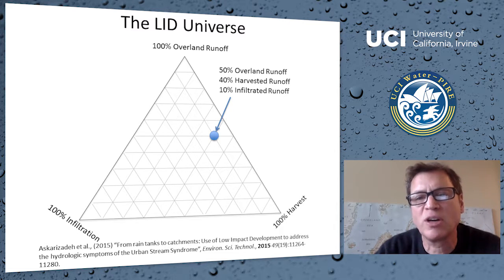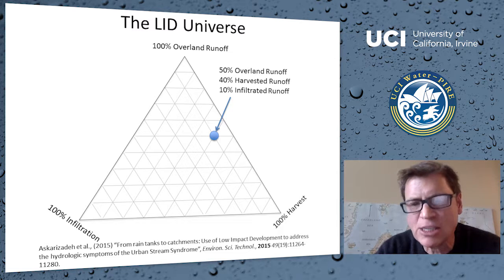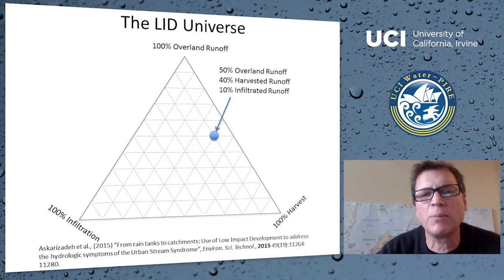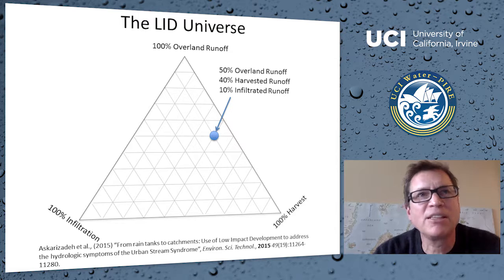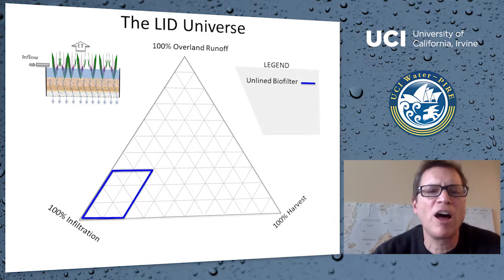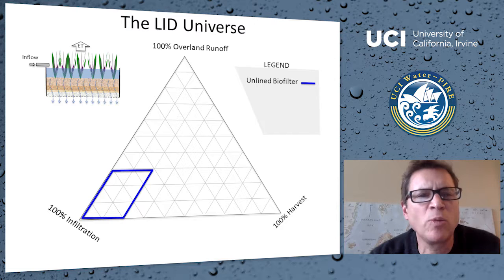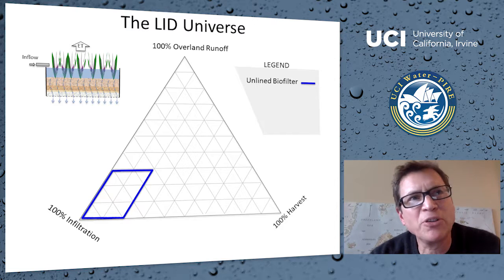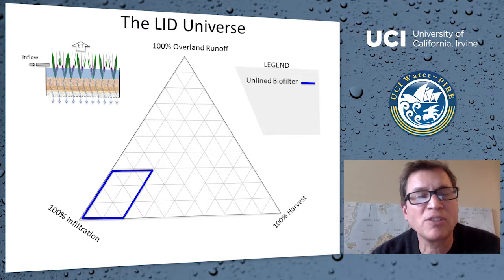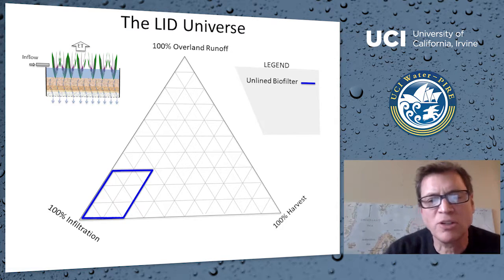And again, those add up to 100% of the runoff. So the key thing is that we can begin to populate this ternary diagram with different kinds of LID technologies. Let's start on the next slide with a biofilter, which is essentially unlined. So it's going to infiltrate, and it's also going to harvest through evapotranspiration. Basically, that's going to be toward the lower left.